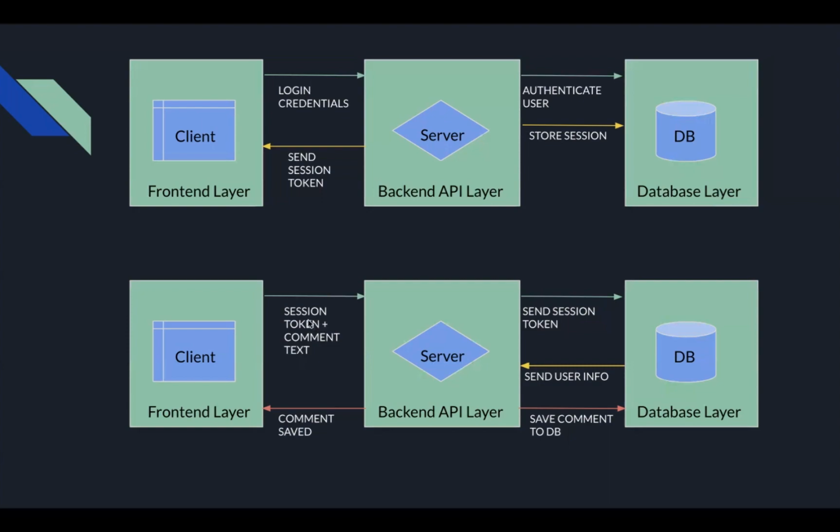So here what we are doing is we are sending the session token and comment text. First the session token is sent to the DB. This is the authentication process. And the DB is sending back the user info once it is authenticated. If it is not, then it will throw an error in this step only. Otherwise, it is sending the user info. Then it is checking for authorization.